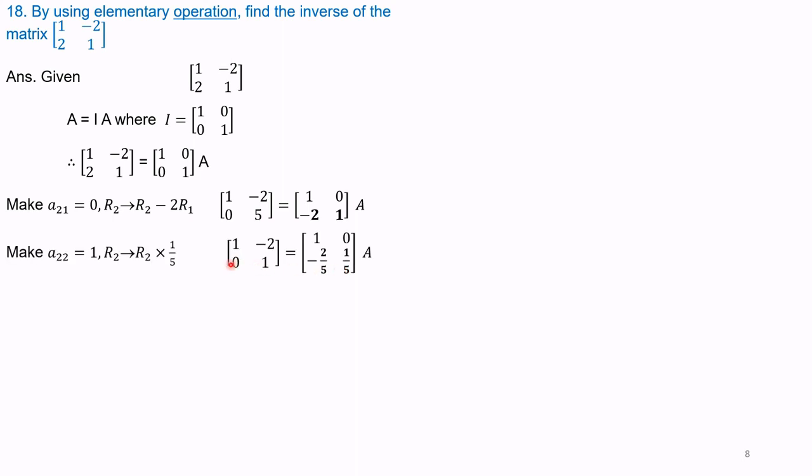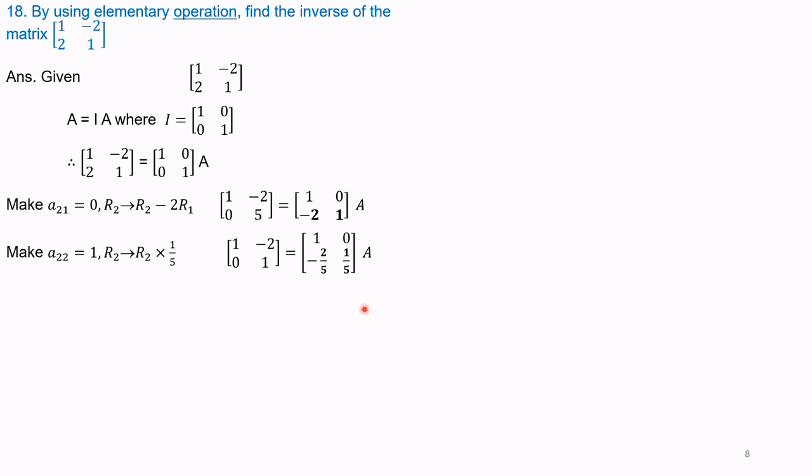The next operation is to make the 5 to 1. So we can do it by R2 into 1 by 5. Therefore, 1 -2 as it is, 0, 5 into 1 by 5 is 1. On the right hand side it is -2 by 5 and 1 by 5.